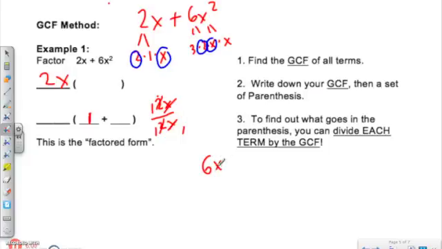Now if I do 6x squared divided by our greatest common factor, 6 divided by 2 is 3, and an x squared divided by an x, if you remember our exponent rules from unit 1, lesson 7 I believe it was, we subtract those exponents. So 2 minus 1 is 1, so I would have a 3x. Now I put my 2x as my greatest common factor, that's going to stay outside, and I have my factored form.